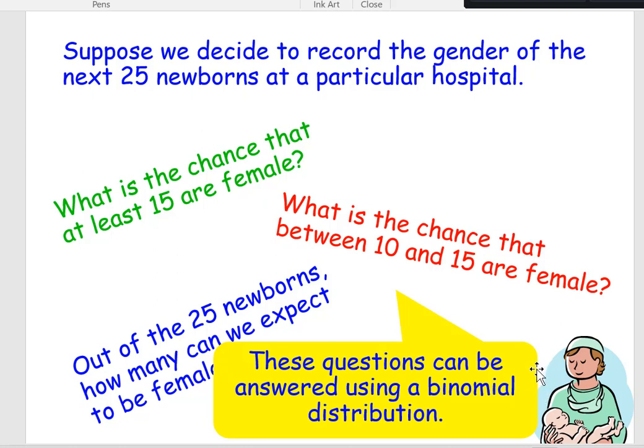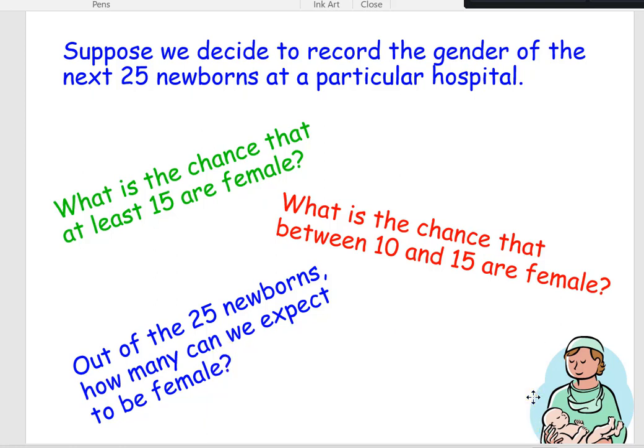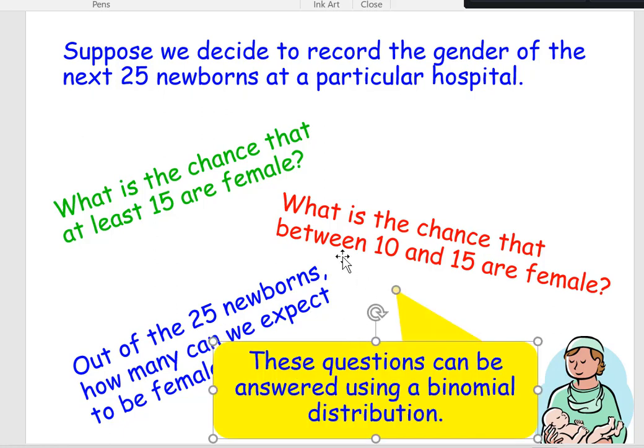But here we have, suppose we decide to record the gender of the next 25 newborn babies at a particular hospital. Examples here of questions that we could ask. What is the chance that at least 15 are female? What is the chance that between 10 and 15 are female? Or out of the 25 newborns, how many can be expected to be female?